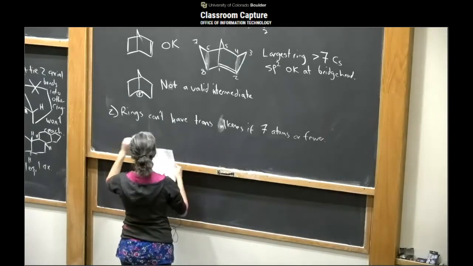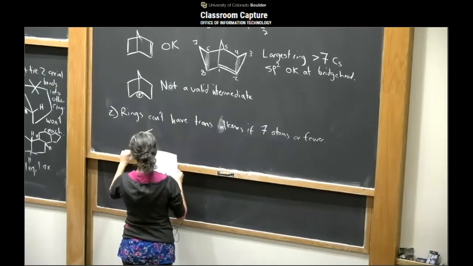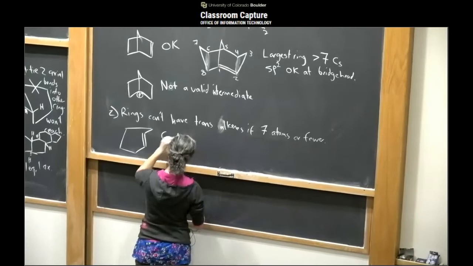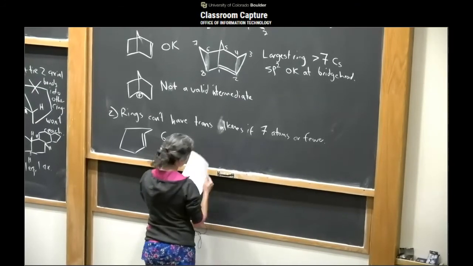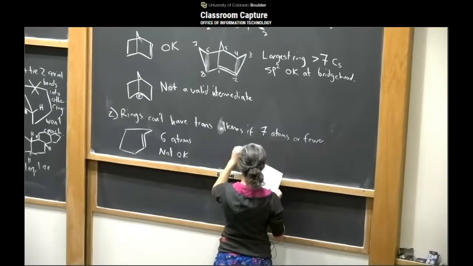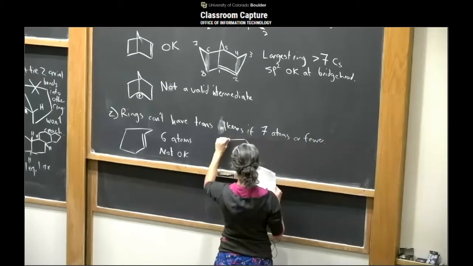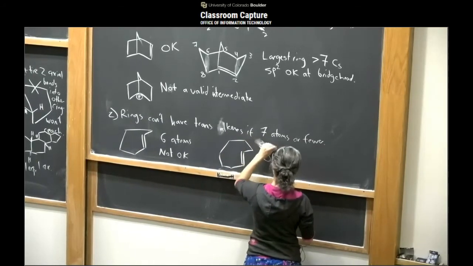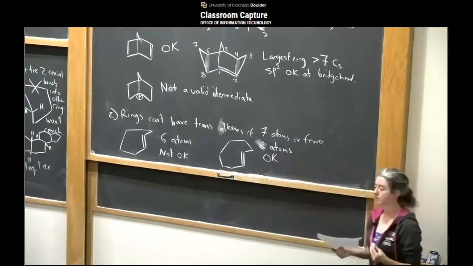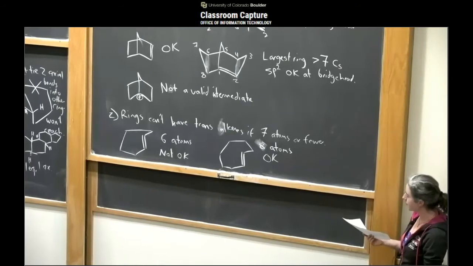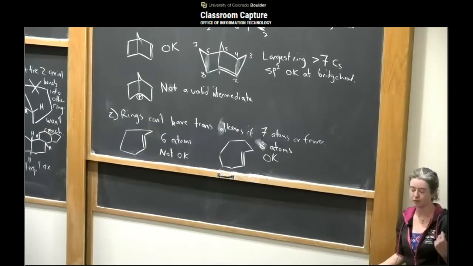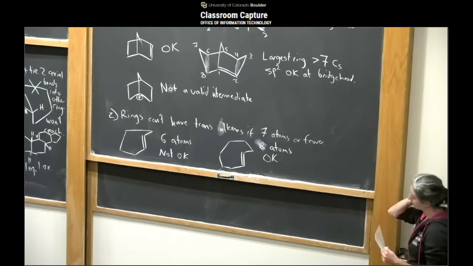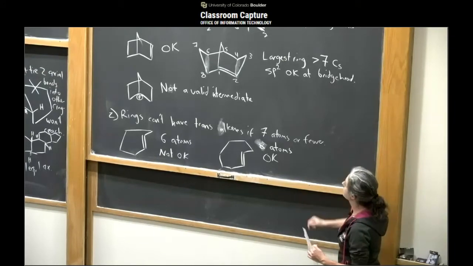Okay, so for example, 1, 2, 3, 4, 5, 6. This is not okay, but if we grow the ring to 8 carbons instead, 2, 3, 4, 5, 6, 7, 8, then this is actually going to work okay. It might not be super happy about existing that way, but it's at least something that you can make as a molecule that's stable enough to take measurements on. Okay. Questions about either of these?